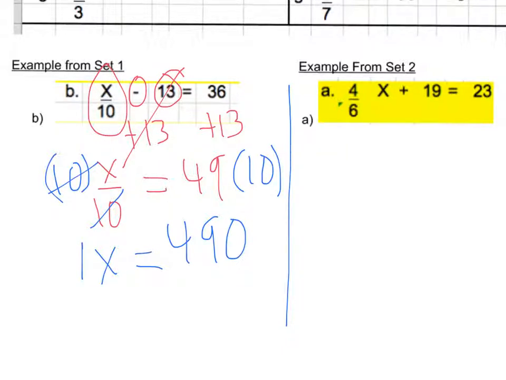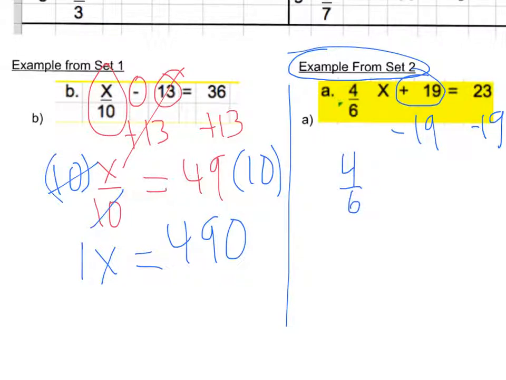Alright, well, let's try this one. Let's try the example from set 2 with the more complex fraction. I notice that I've got a positive 19 here on the same side as 4/6 x, so I have to eliminate that. The opposite of plus 19 is minus 19, but I have to do that to both sides. So now I have 4/6 of x. The 19 is gone, plus 19 minus 19 makes 0. Then 23 minus 19 is 4.